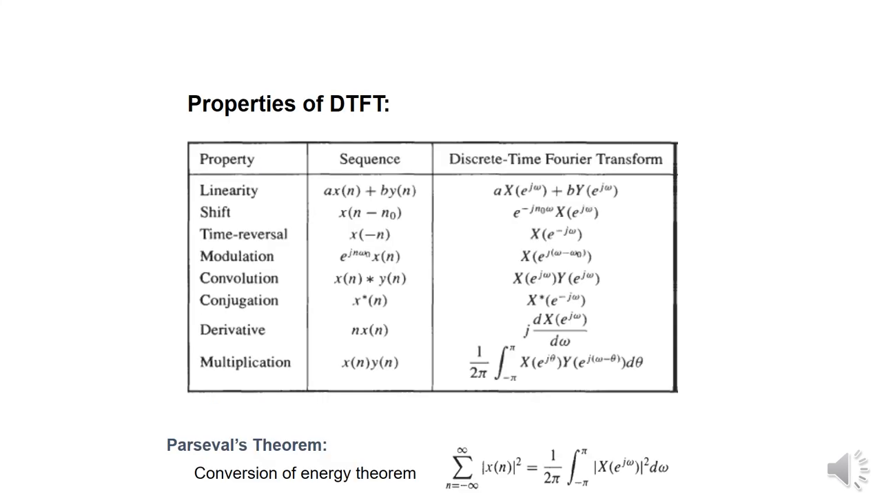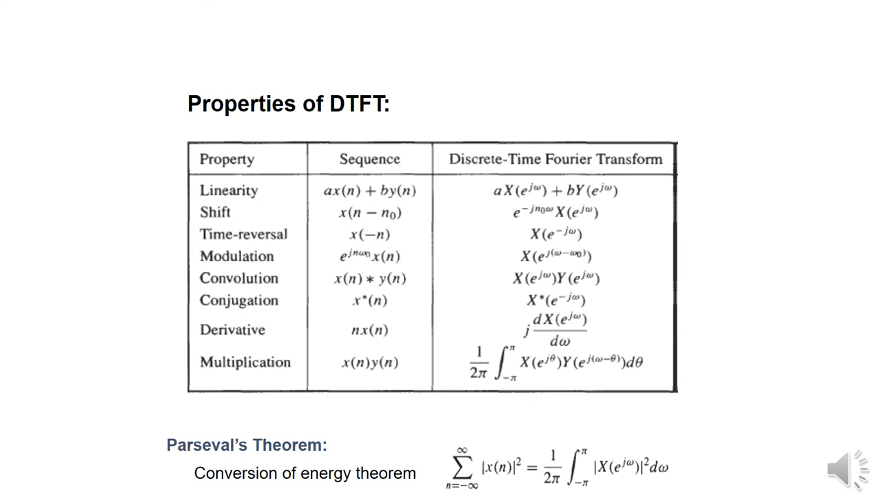So here you can see a few properties of the DTFT, right? The first one is linearity. When we have a x[n] plus b y[n], the DTFT will be a X(e^jω) plus b Y(e^jω), right? Another thing: without always writing X(e^jω) or Y(e^jω) or H(e^jω), we can represent them as X(ω) or Y(ω). They will be the same thing. So I will refer to them like this now.